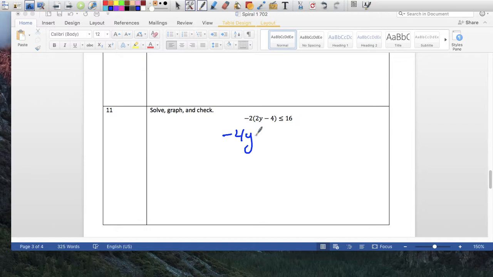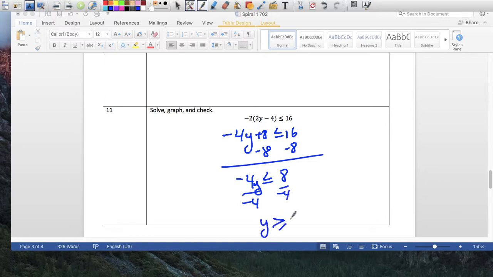Negative 4y plus 8 is less than or equal to 16, minus 8, minus 8. Negative 4y less than or equal to 8. Oops. Divide by negative 4, divide by negative 4, and I get y is greater than or equal to negative 2. Graph: negative 2, negative 1, negative 3. Definitely shade, and we want numbers that are greater than negative 2, so they're on that side.